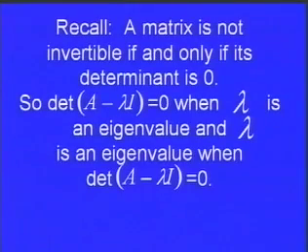Recall, a matrix is not invertible if and only if, there it is again, its determinant is 0. So the determinant of A minus lambda I is going to be equal to 0 when lambda is an eigenvalue. And here's the if and only if part. One implies the other. And lambda is an eigenvalue when the determinant of A minus lambda I is equal to 0.